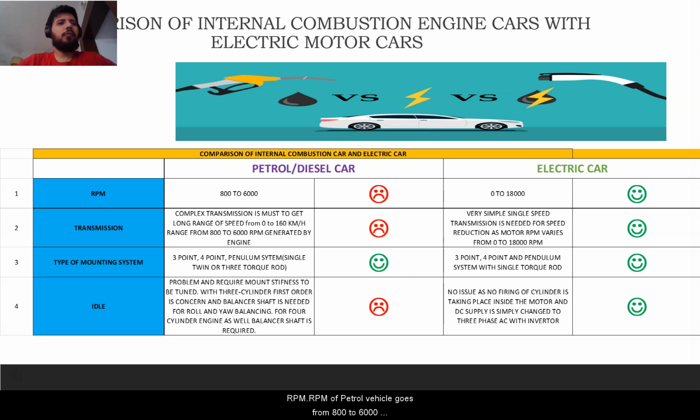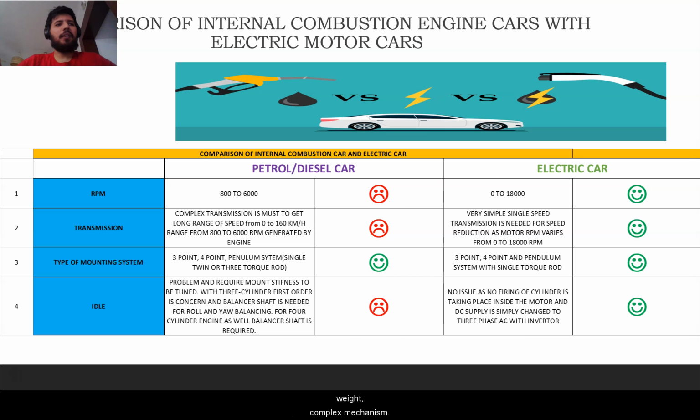RPM of a petrol vehicle goes from 800 to 6000, compared to an electric vehicle which is from 0 to 18,000. RPM range and variation is big in electric cars, so the clear winner in this aspect is electrical cars. If we talk about transmission, for petrol cars, a complex transmission is a must to get a long range of speed from 0 to 160 kilometers per hour. Range from 800 to 6000 RPM generated by the engine.